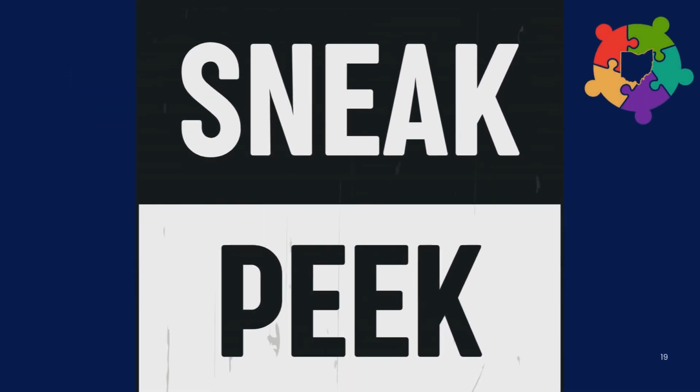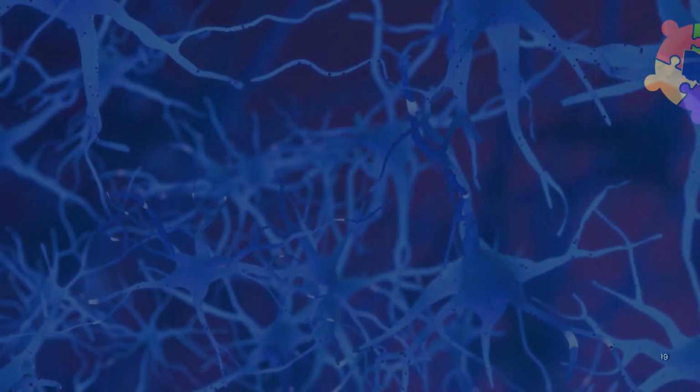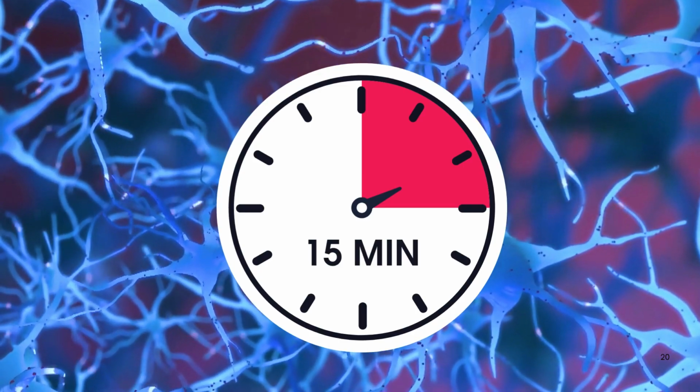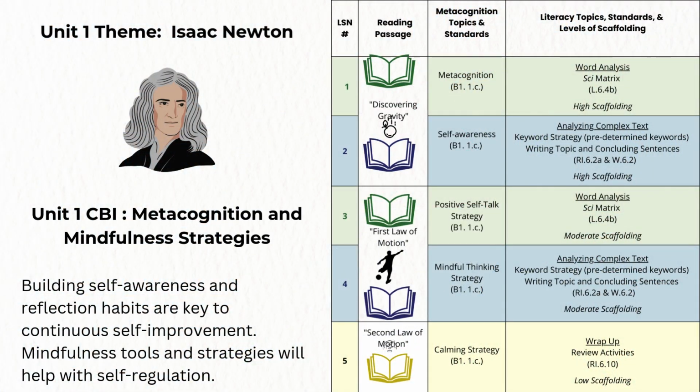Let's look at the unit plans to get a better understanding of the scope and sequence of the CBI curriculum. Each lesson begins with 15 minutes of explicit cognitive behavioral instruction. Unit 1 focuses on defining and understanding metacognition. Students learn how their thinking connects to their actions and how this practice can be helpful.